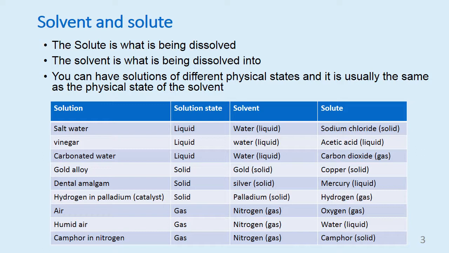And then some of the other solutions that you may not realize are solutions but are there is our air. Oxygen is a gas which is dissolved in nitrogen, which is another gas. And actually air is, of course, a mixture of a lot of different gases in nitrogen. Humid air is when you have water, which is in the liquid state, dissolved in air, nitrogen gas. And then you can also have a solid dissolved in a gas. The ones that we're going to focus on in this class are basically going to be the ones dissolved in liquid.